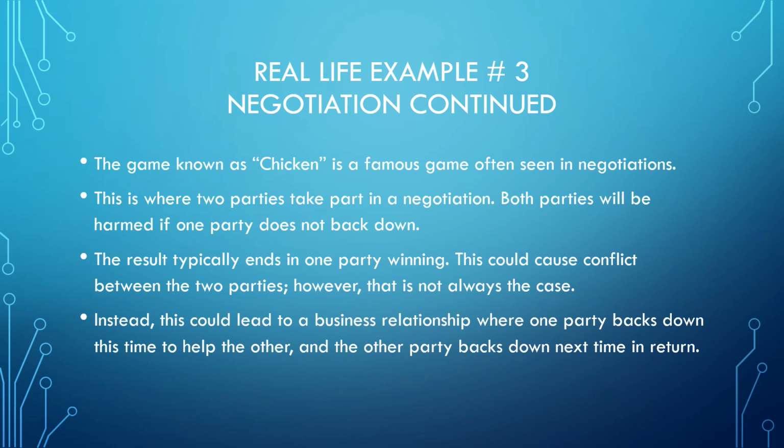Real life example number 3, negotiation continued. The game, known as Chicken, is a famous game often seen in negotiations. This is where two parties take part in a negotiation. Both parties will be harmed if one party does not back down. The result typically ends in one party winning. This could cause conflict between the two parties. However, that is not always the case.